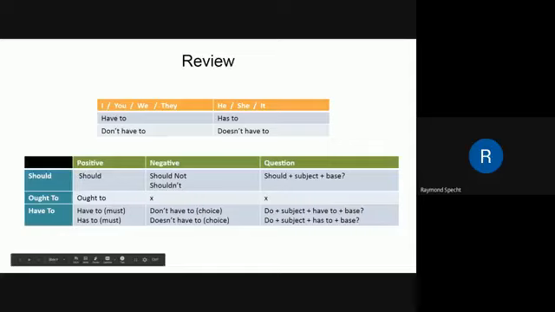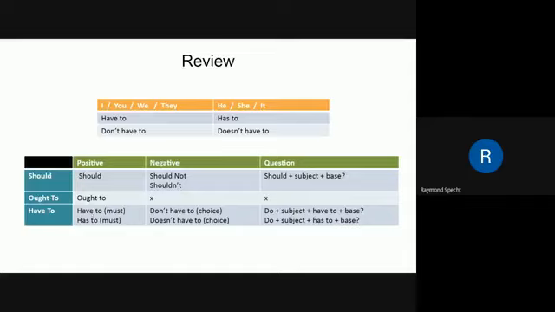So we've got positive, negative, and question forms when using should, ought to, and have to. With should, positive is should. The negative, you can use the full two words, should not, or your contraction shouldn't. Question: should plus subject plus base verb. Ought to is only used in the positive. So if you see it in the negative or the question, you're probably looking at a wrong answer, or you're formulating your answer incorrectly.